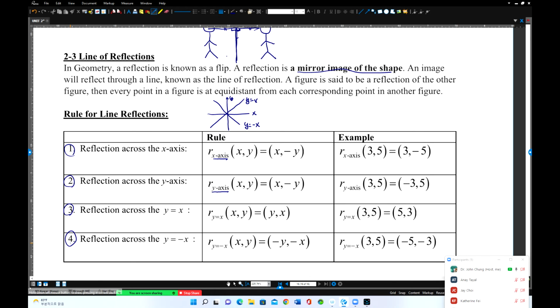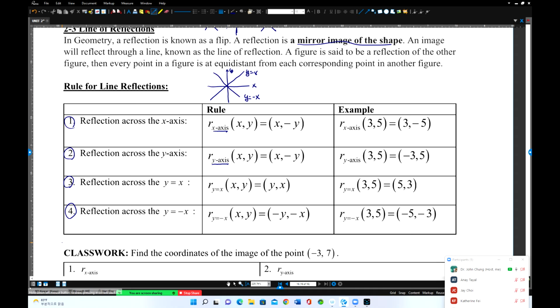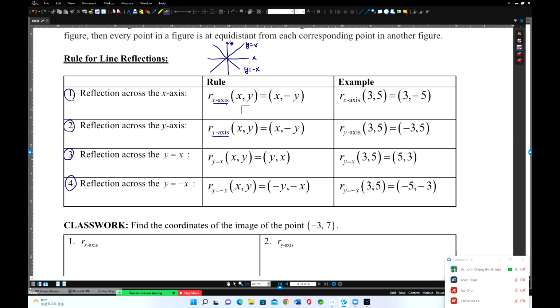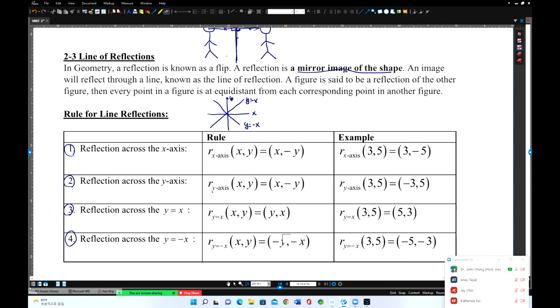Only these 4 have a formula. All the other ones don't have to be this way. If I point the line of reflection somewhere else, in that case we have to use a different way, okay? But only special line reflection today. If we have a point x and y, for example, any point, it doesn't matter. If I put a point over here in the first quadrant, point A.